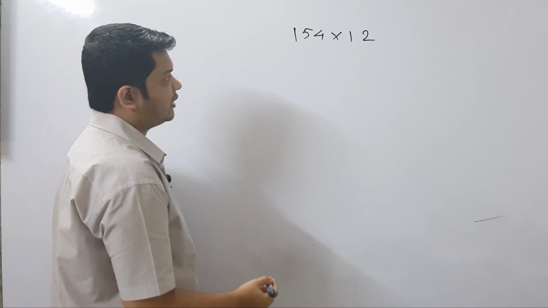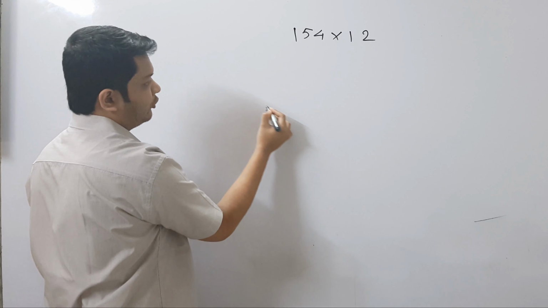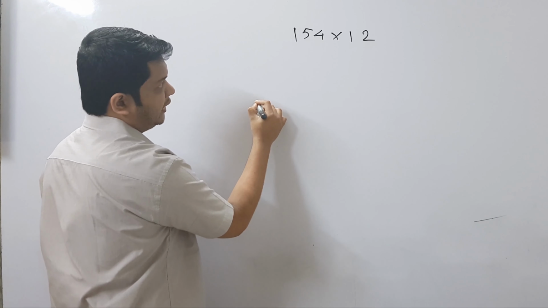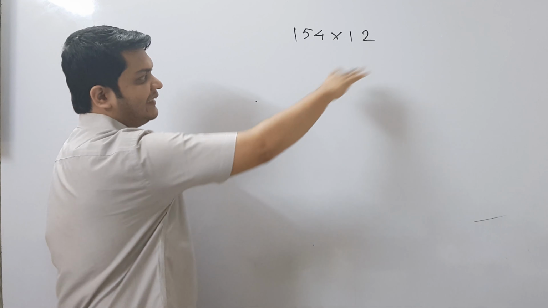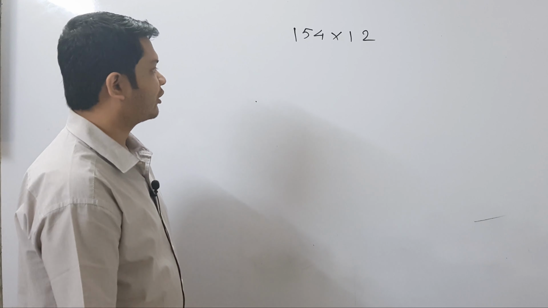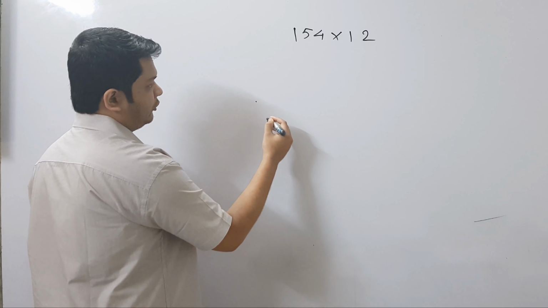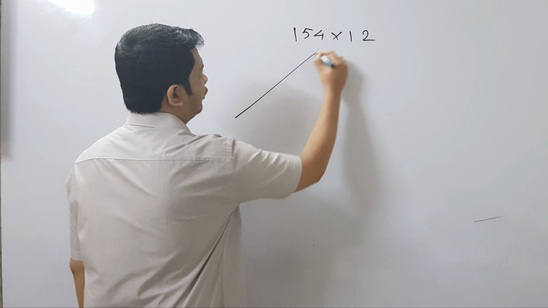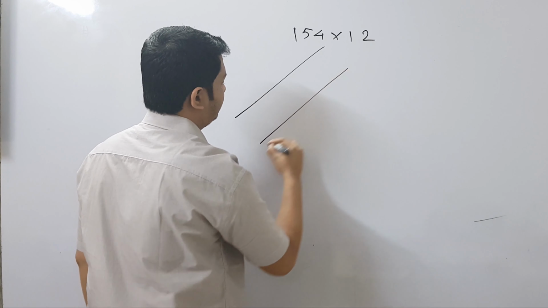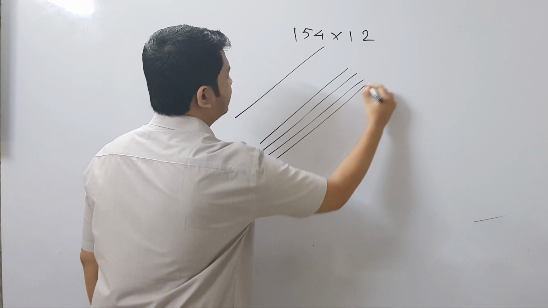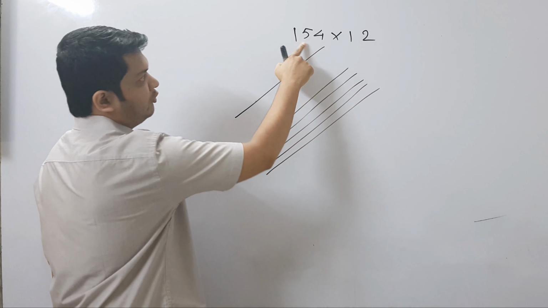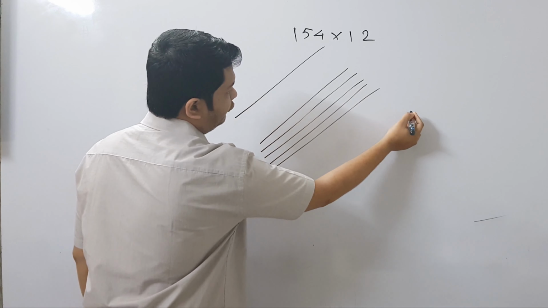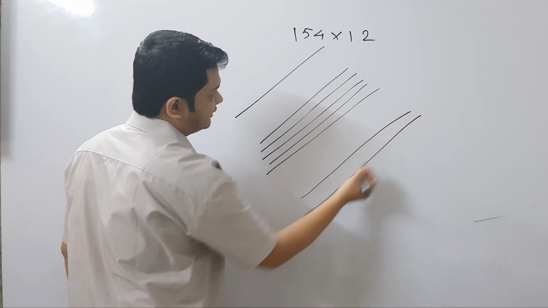So at first, starting with 154. So we can either draw in this way or in that way, whichever you feel comfortable with. Okay, so we can draw one line and then 5 straight lines for this part, and for 4, we need to draw 4 more straight lines.